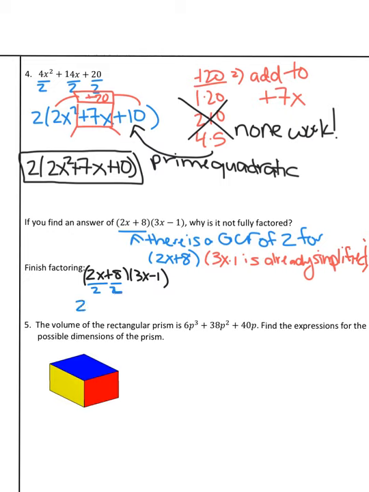So I have 2 on the outside. 2 divided by 2 is 1 times that x. 8 divided by 2 is 4. And then 3x minus 1 is already simplified, doesn't have anything to be factored. All right, so my final answer is 2 times x plus 4 times 3x minus 1. You can put 1x plus 4 or just x plus 4 either way. And so that's our final answer. So I'm going to move this over.